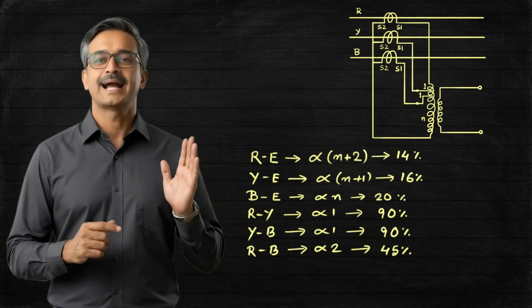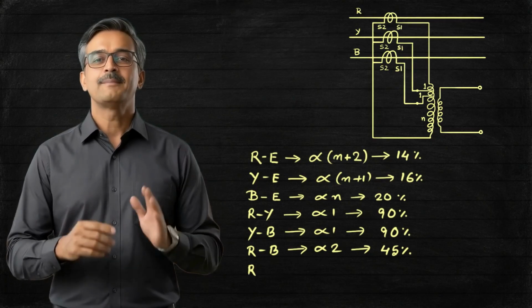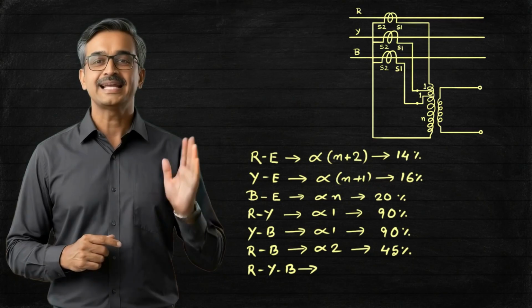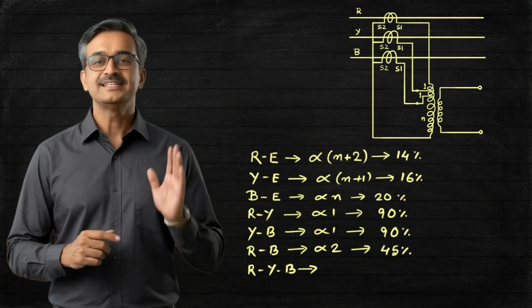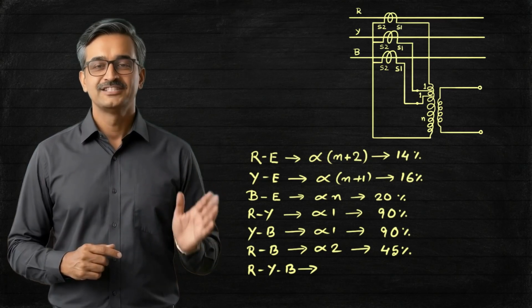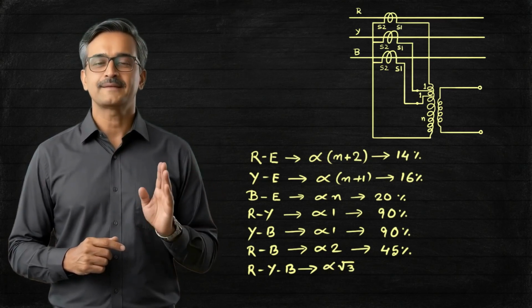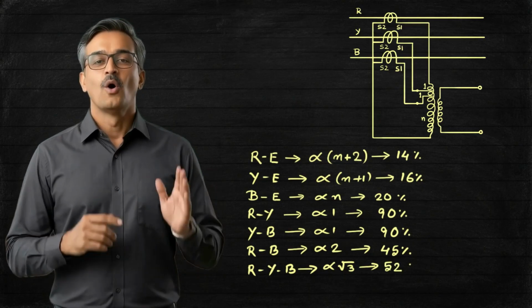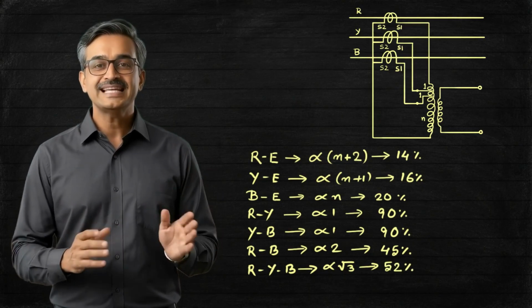Now consider a balanced three-phase fault. Under balanced conditions, the vector sum of the three-phase currents is theoretically 0. However, because the three phases are connected through different numbers of turns, the summation transformer still produces an output. The effective turns become root 3 and the relay pickup becomes approximately 52% of the CT rated current.